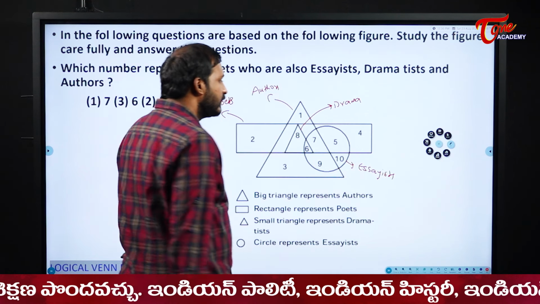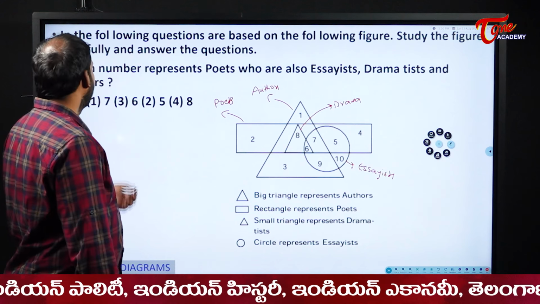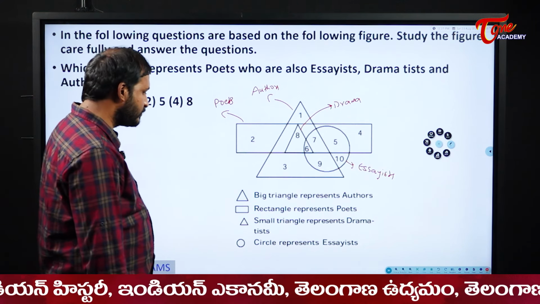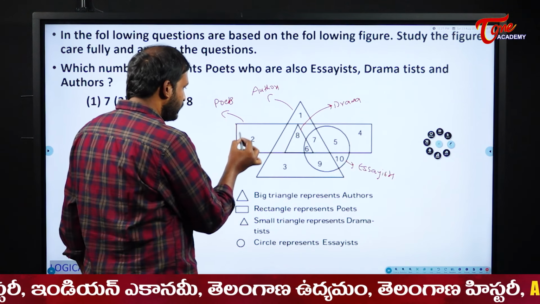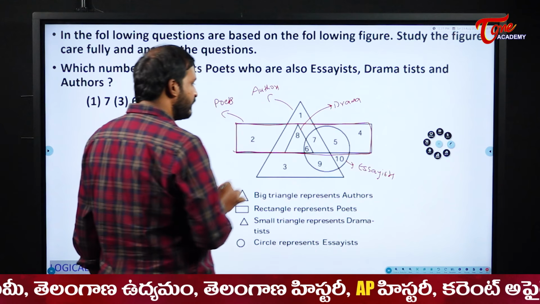Essayists. Okay. These are the things for the 4 categories we have. Now, which number represents poets? Poets means who? Who are poets, students? Rectangle. Okay. They should be poets. So this rectangle should be there.